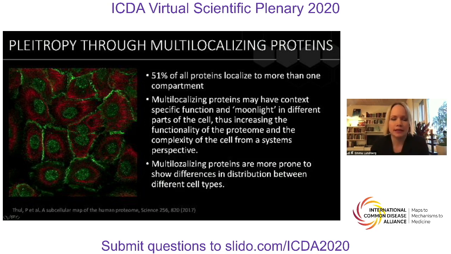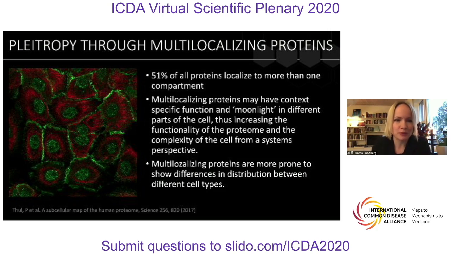So these multilocalizing proteins may have a context-specific function and give rise to pleiotropic effects and even moonlight in different parts of the cell. So this greatly increases the functionality of the proteome and also the complexity of the cell from a systems perspective. And we've also shown that multilocalizing proteins are more prone to show differences in subcellular distribution between different cell types. So I do think that they are very, very important for fine-tuning cellular function.